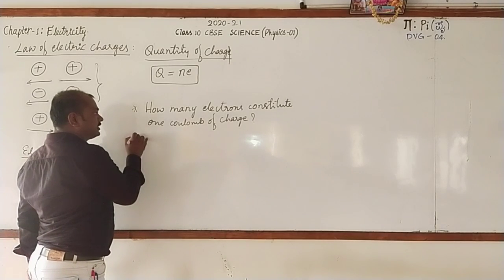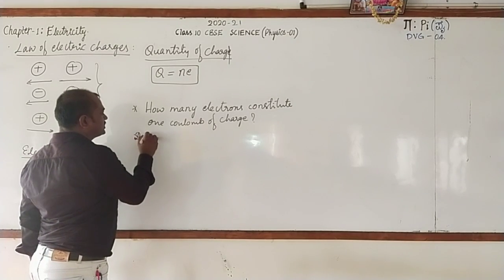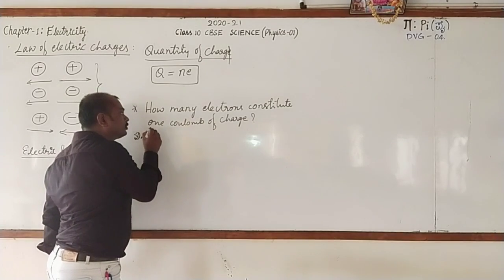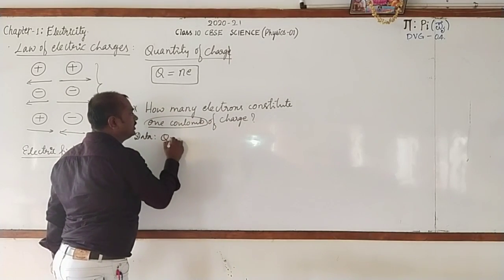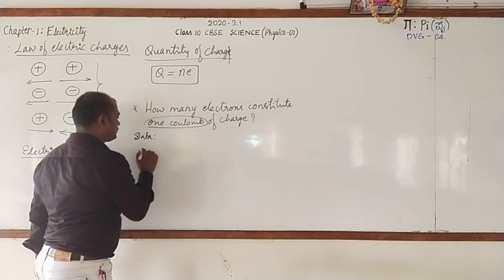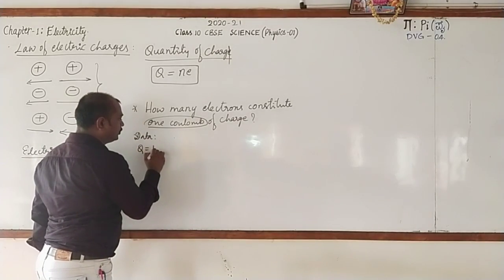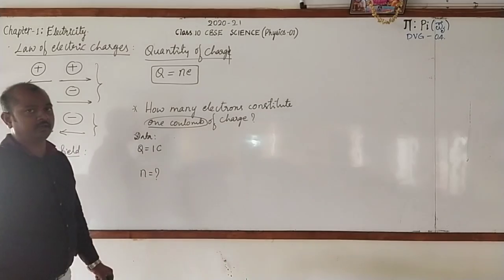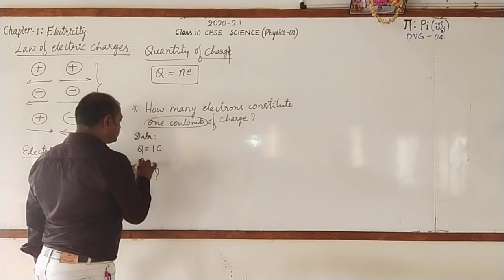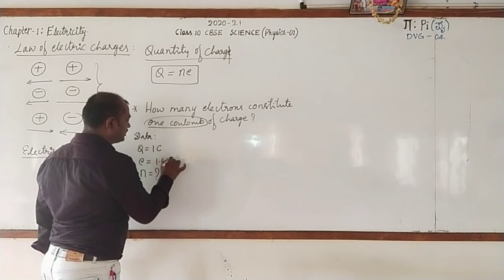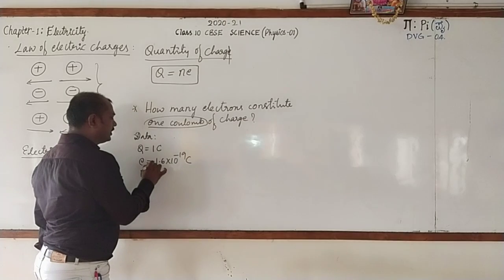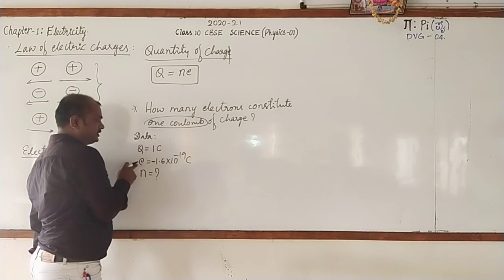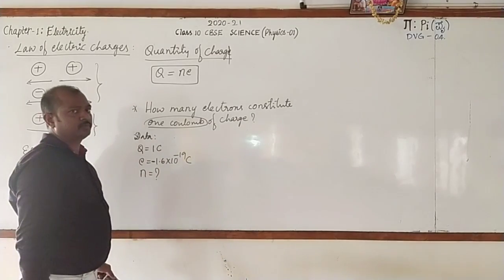Let us go for answering this with calculation. First, let us write the given information. How many electrons constitute 1 coulomb of charge? Here the quantity of charge is given. It is Q equal to 1 coulomb. You are going to find out the number of electrons, I call it N. And we also know that the charge of an electron is 1.6 into 10 raised to the power minus 19 coulomb. Here the minus just indicates its charge. If you write plus, it is proton.